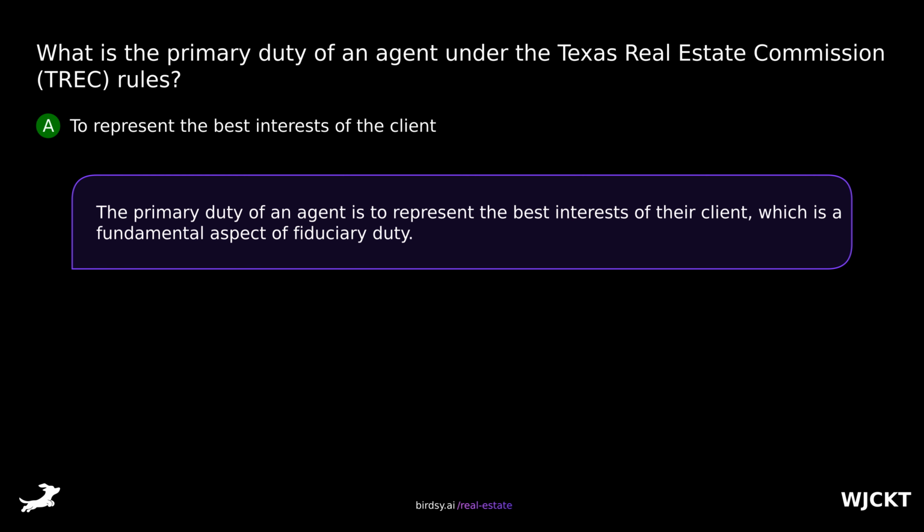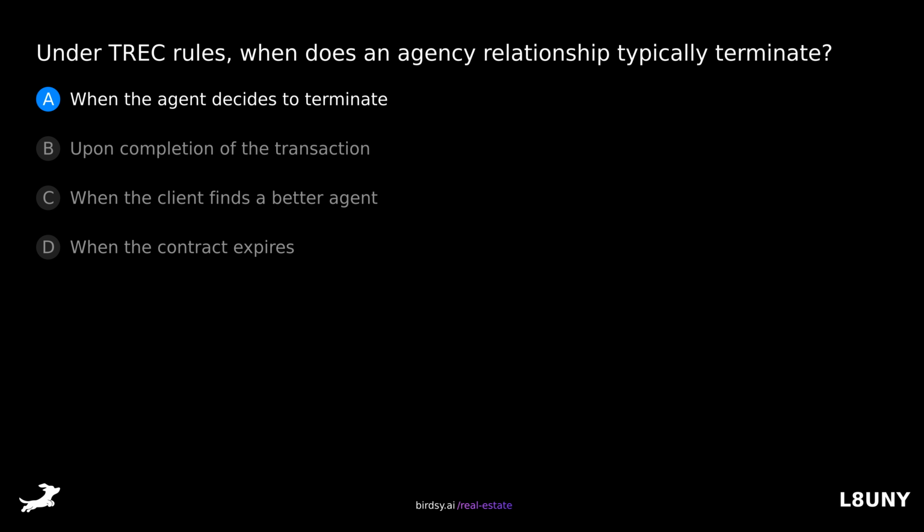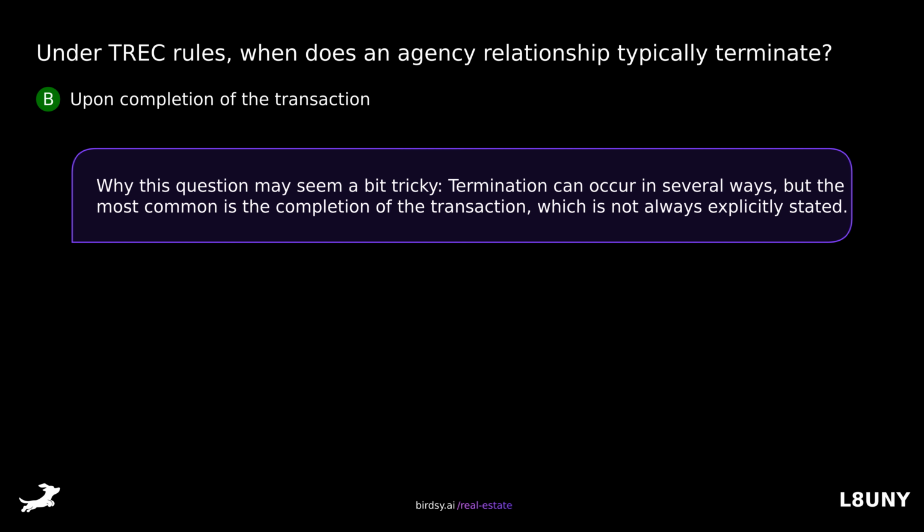of fiduciary duty. Under TREC rules, when does an agency relationship typically terminate? Is it A, when the agent decides to terminate, B, upon completion of the transaction, C, when the client finds a better agent, or D, when the contract expires? The answer is B, upon completion of the transaction. Why this question may seem a bit tricky. Termination can occur in several ways, but the most common is the completion of the transaction, which is not always explicitly stated.